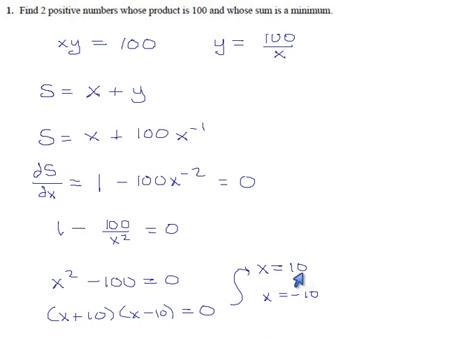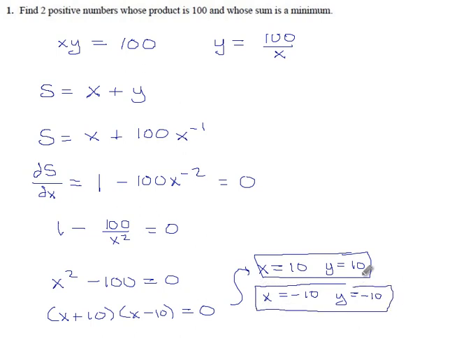Now, each of those comes with a corresponding y value, and the y is supposed to be 100 divided by x. So if x is 10, then the corresponding y is 100 divided by 10. So either they're both 10, or 100 divided by negative 10 is negative 10. So there's our two pairs. Except they told us they want the two numbers to be positive, please, so we end up junking this negative answer. And the only outcome that we keep that gives a minimum sum is both numbers are 10. The sum is 20. That's as low as we can get.